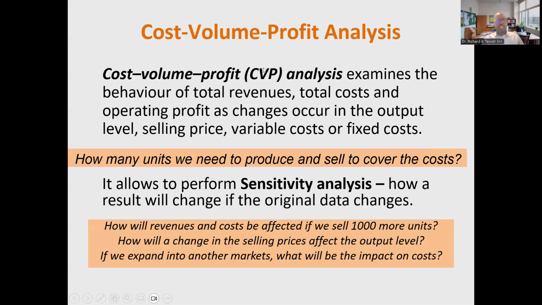So we move into this concept of cost volume profit analysis. It typically examines the behaviors of total revenue, total cost, where total cost is made up of the variable and the fixed, and then operating profit, as changes occur in the output level, the selling price, the variable cost, or the fixed cost. The question is, how many units do we need to produce and sell to cover the cost? Which cost? Fixed cost, operating cost.